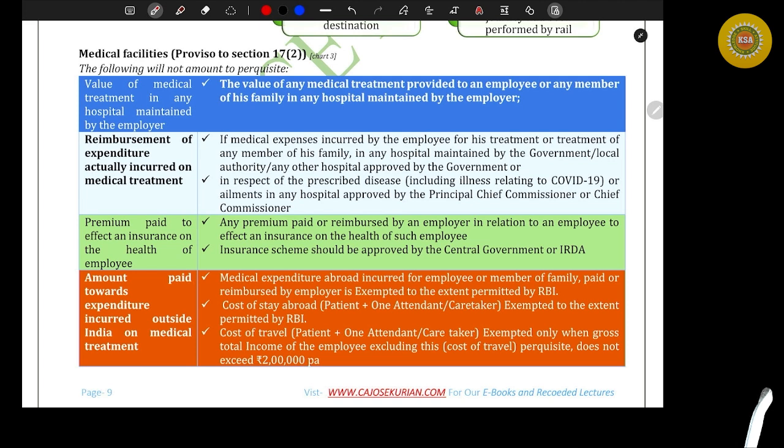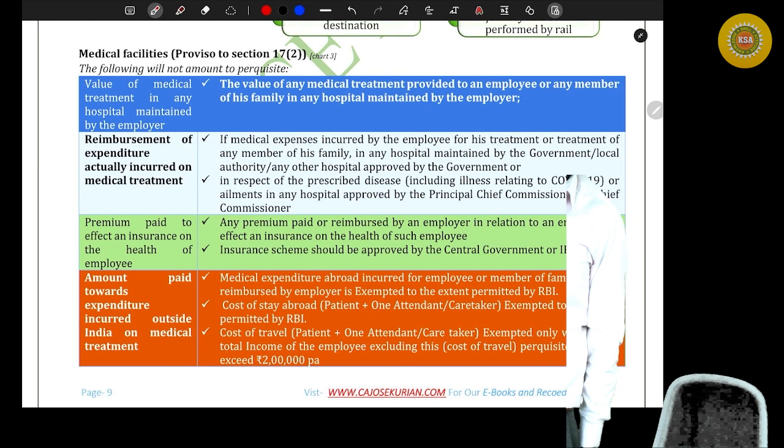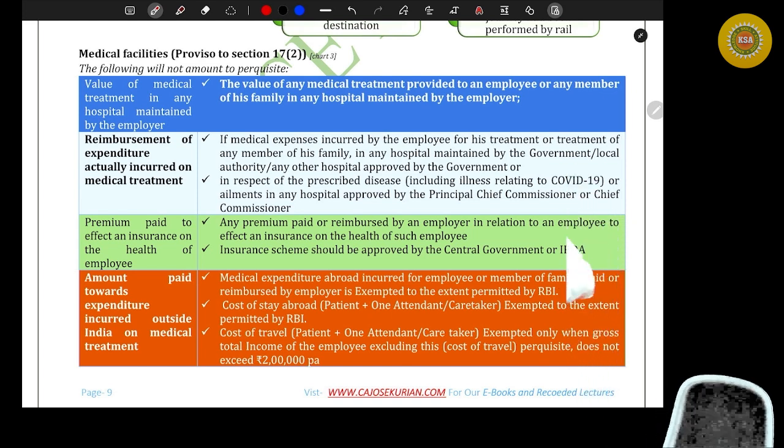Medical facilities, that is the following, will not amount to perquisite. Let's understand. Can you read the first one? Value of medical treatment in any hospital maintained by the employer. I myself have a hospital, and in that hospital, there is no bill for you. You can come, undergo your treatment and go. I'm not charging anything for that. That is a fully exempted or fully not taxable perquisite.